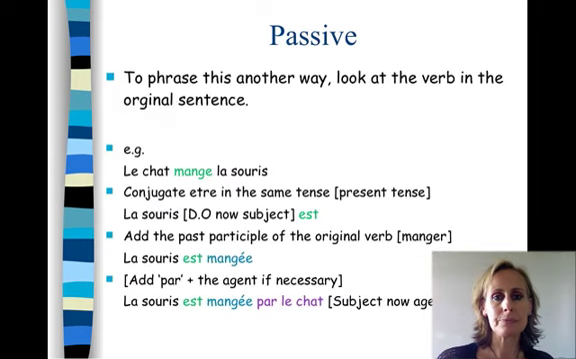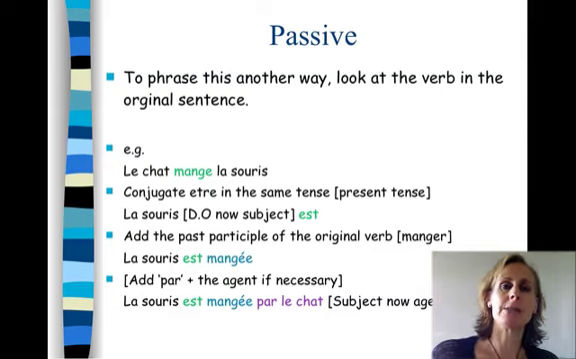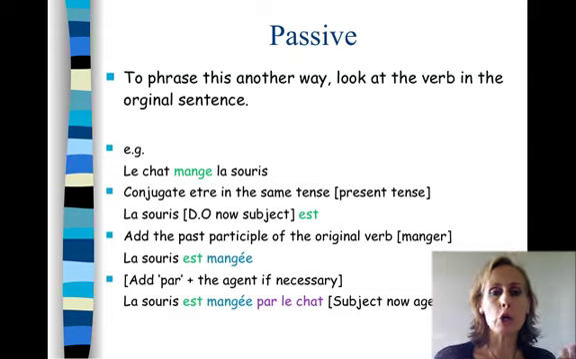Okay, to phrase it another way, look at the verb in the original sentence. For example, le chat mange la souris. The cat eats the mouse. Let's look at that verb, mange. It's in the present tense. So we need to conjugate être in the same tense. In this instance, it's the present tense.